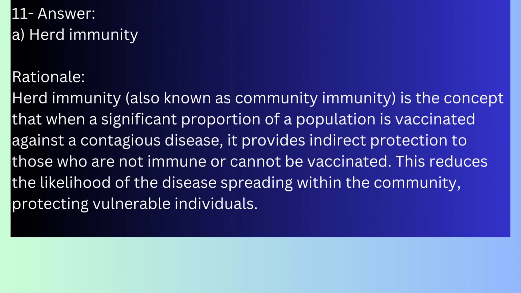Rationale: herd immunity, also known as community immunity, is the concept that when a significant proportion of a population is vaccinated against a contagious disease, it provides indirect protection to those who are not immune or cannot be vaccinated. This reduces the likelihood of the disease spreading within the community, protecting vulnerable individuals.